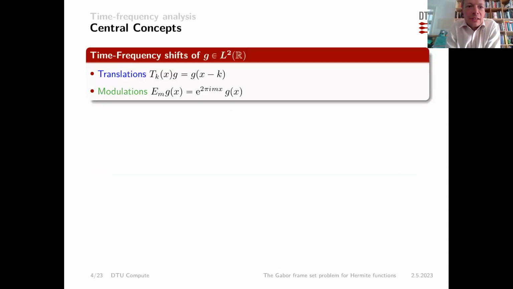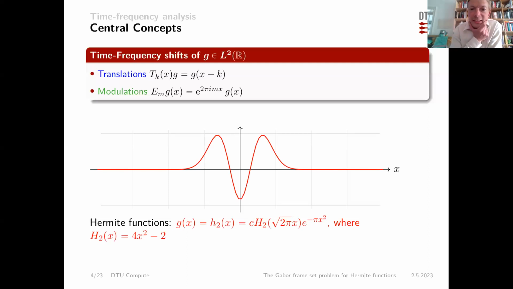All right, so the central concepts: we have functions living on the real line. They are in L2, so square integrable functions. There are 2 main operators: translation, where you translate a function by an amount k, and then modulation, which is the frequency shifts, where you modulate by complex exponentials. Here's an example. This is H2, what I call the second Hermite function. It's a Gaussian multiplied by the Hermite polynomial, up to some constant. Here it's translated to the right, and here it's modulated, and I plotted the real part of that function. It's of course complex valued. So these are the 2 operators that we are using.